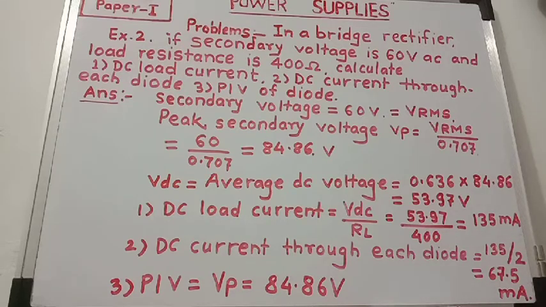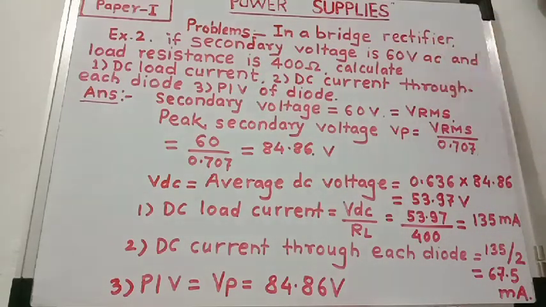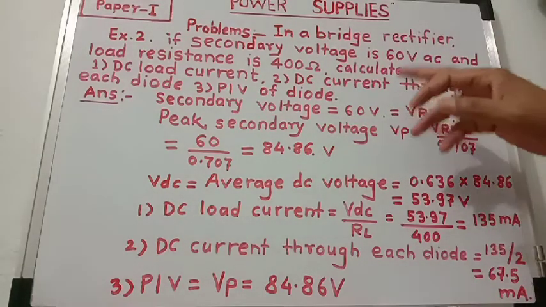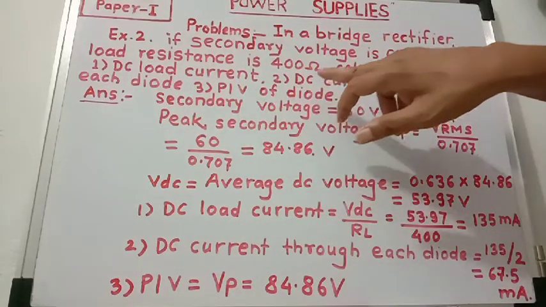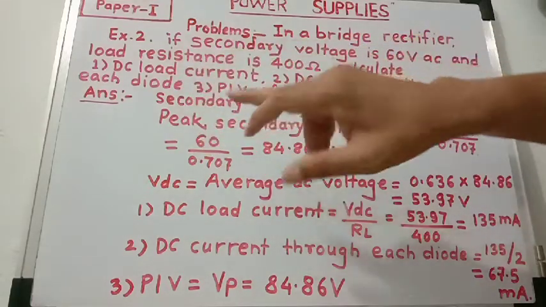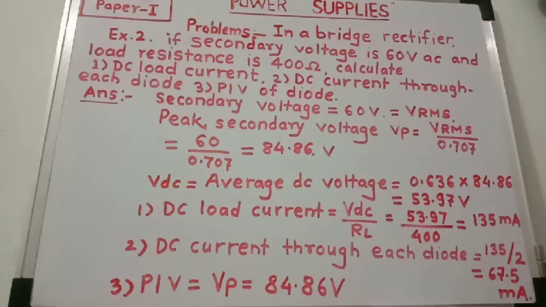Today we will study another problem, another example in DC power supplies. Second problem: in a bridge rectifier, if the secondary voltage is 60 volt AC and the load resistance is 400 ohm, then we have to calculate, first, the DC load current; second, the DC current through each diode; and third, the PIV of the diode, where PIV means peak inverse voltage across the diode.